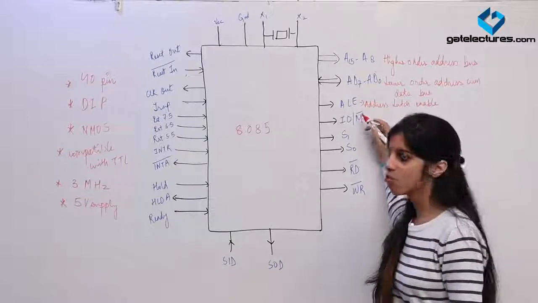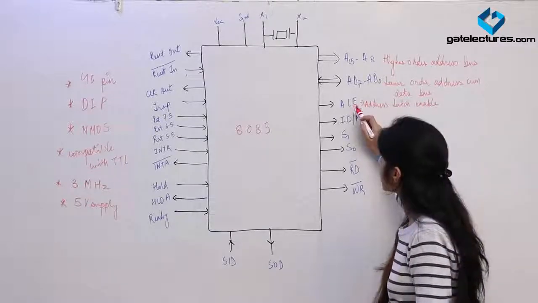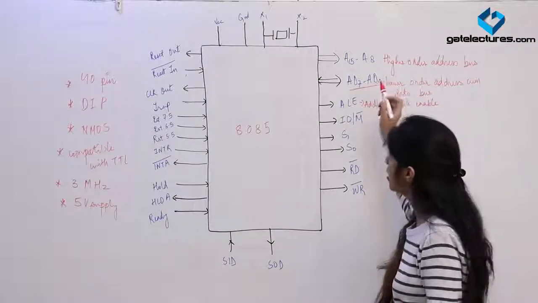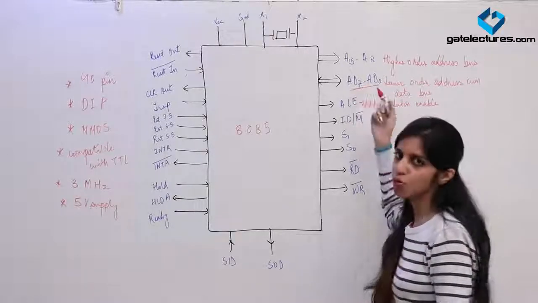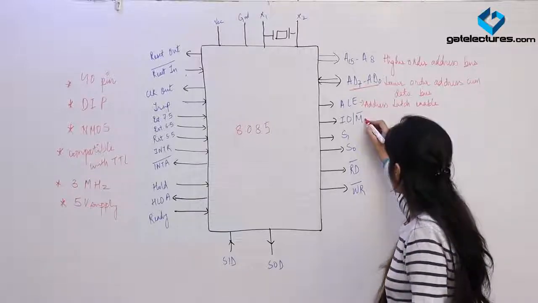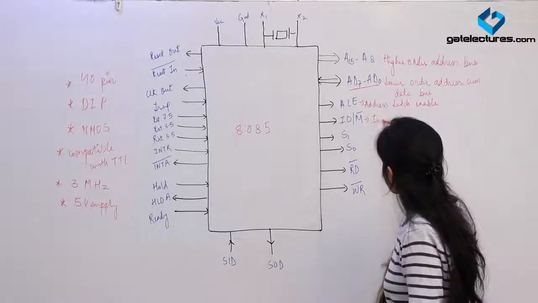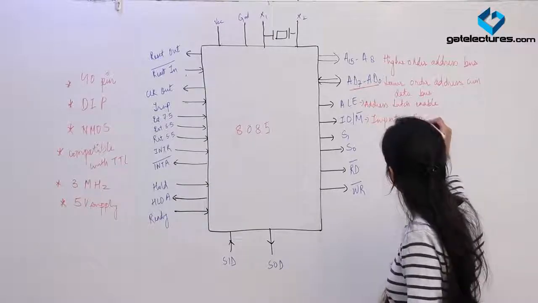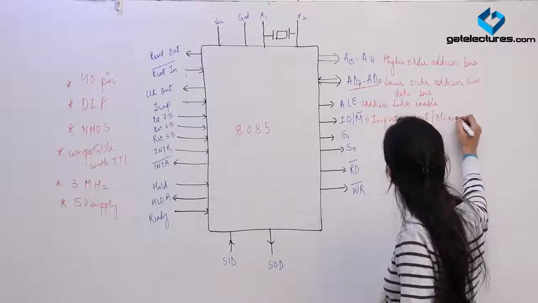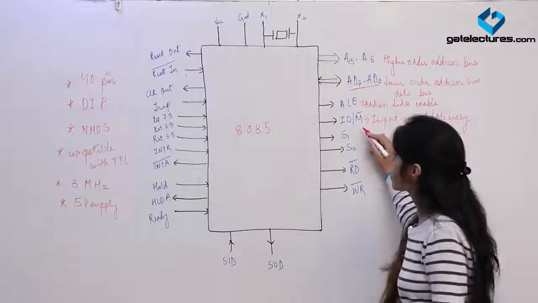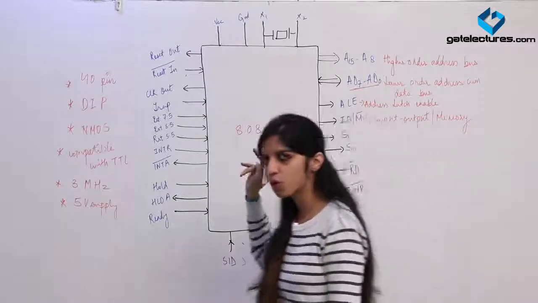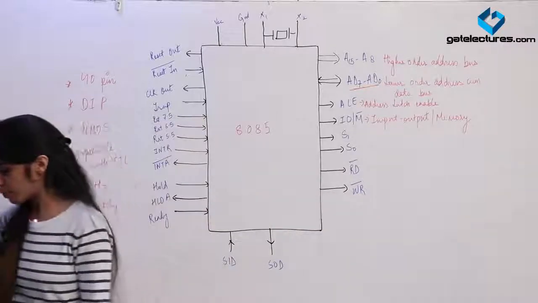We've also discussed the use of this ALE. If this ALE is 1, that means this is going to be used as address bus only. If this ALE is 0, this is going to be used as data bus only. This is for input output slash memory. Using this pin, you can select whether you want to work with input output or you want to work with the memory.